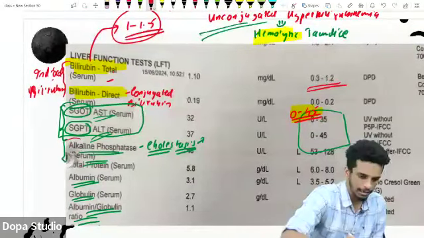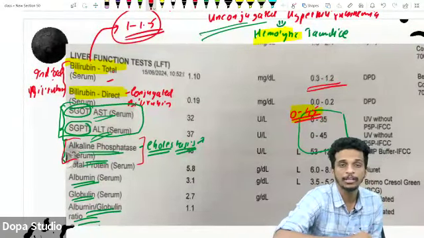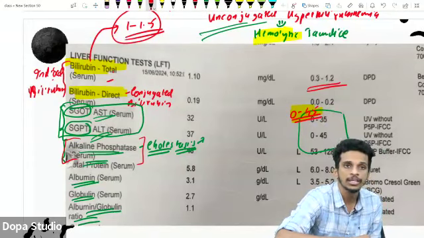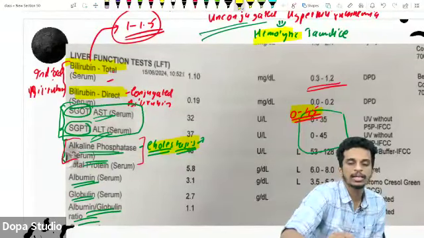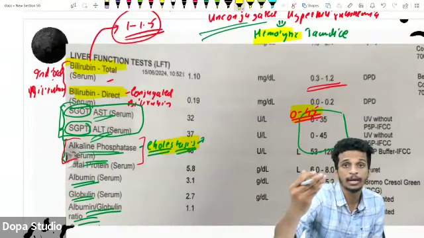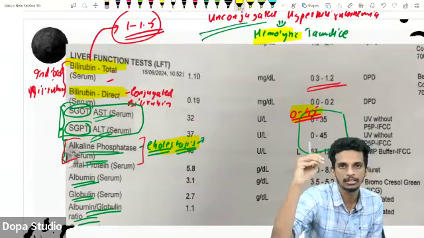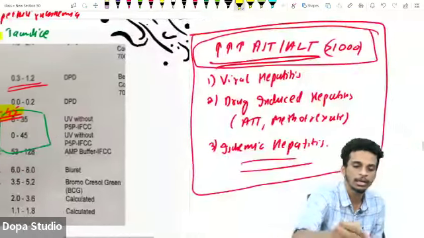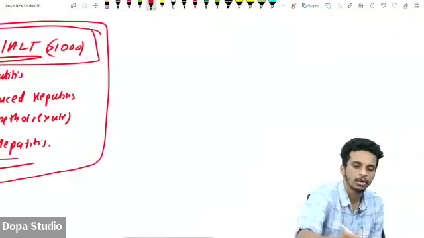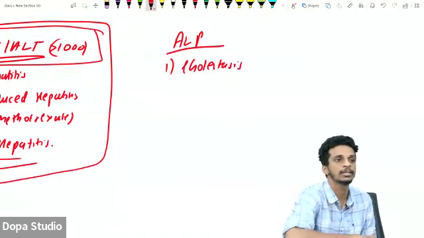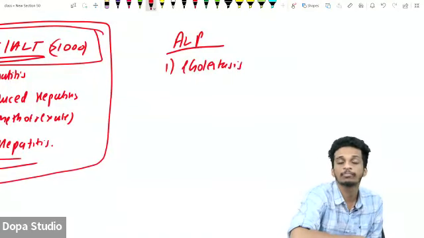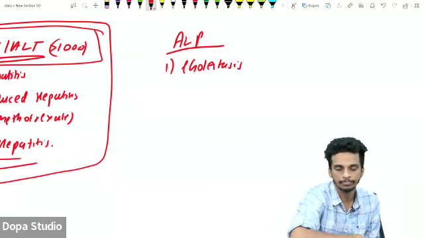Now, next one is alkaline phosphatase. As I mentioned to you already, alkaline phosphatase is a marker of cholestasis. Whenever there is cholestasis, that means obstruction to bile flow, your ALP value is going to rise. So speaking about ALP, the first point is that it's a marker of cholestasis. Whenever there is obstruction to bile flow, your ALP level is going to rise.